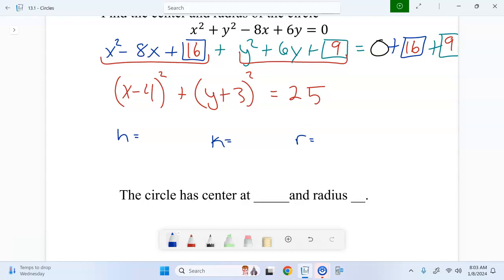What is h? Good. What's k? 4, -3. And what's r? 5. See? Not that bad, right? I think circles are fine. I like circles. Why don't you go ahead and start on that last one on your own. Give that one a shot.